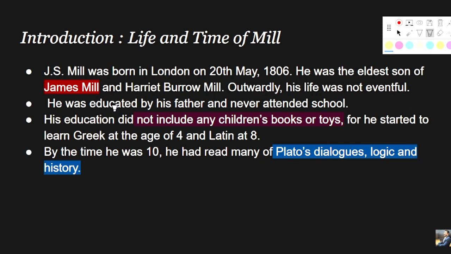So his father, James Mill, was a serving officer in the East India Company. J.S. Mill was educated by his father and never got an opportunity to go to school. His education did not include any children's books or toys, for he started to learn Greek at the age of 4 and Latin at the age of 8. Very early in his life he started to learn Greek and Latin philosophies.